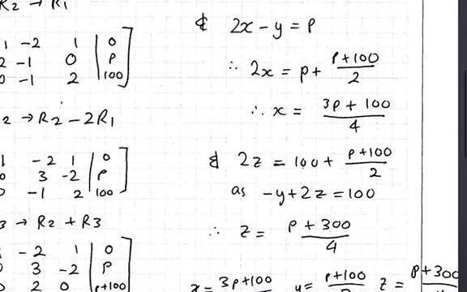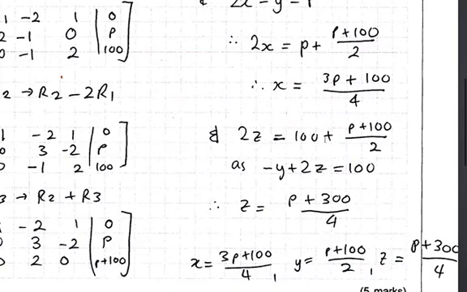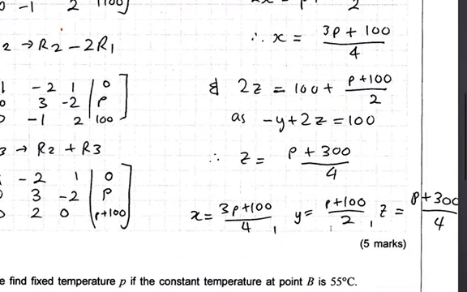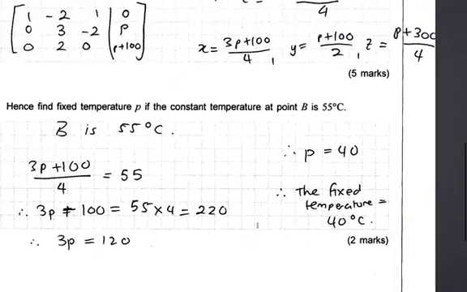And now 2z equals 100 plus (P plus 100) on 2, because negative y plus 2z equals 100. So I bring the y to the other side and we have 100 plus y equals 2z. Again, using that little algebra, we can rewrite that equation such that it's over 2, so it's going to be 200 on 2, for example, and we have 200 plus 100, that makes 300. 300 plus P on 2 is 2z, but then we bring the 2 down to the other side and we get divided by 4. And hence we have x, y, and z, which are the temperatures at B, C, and D respectively, as a consequence of solving that system of linear equations.